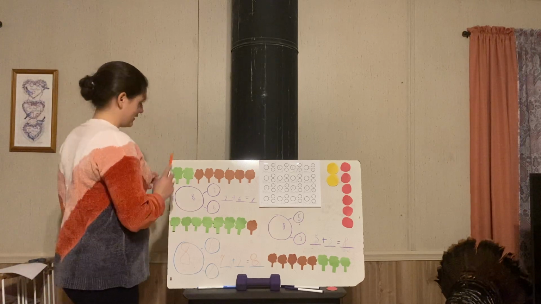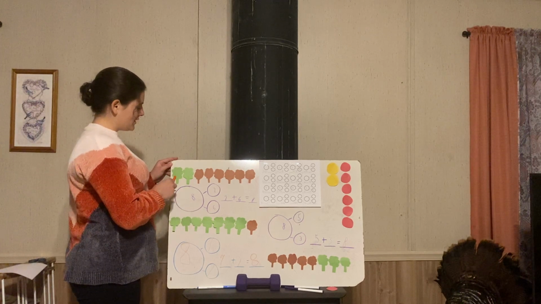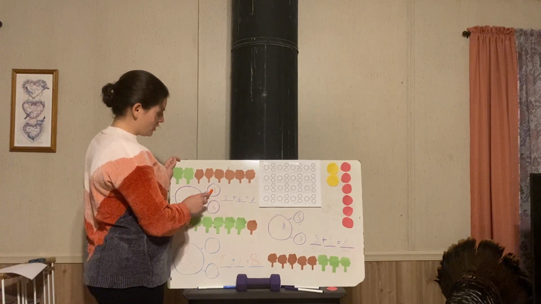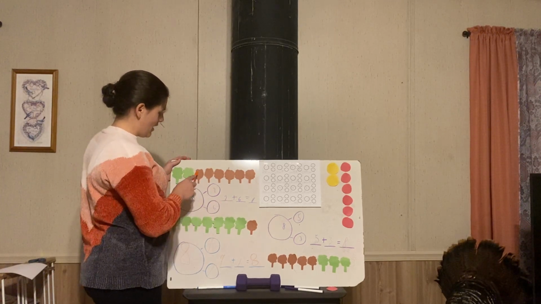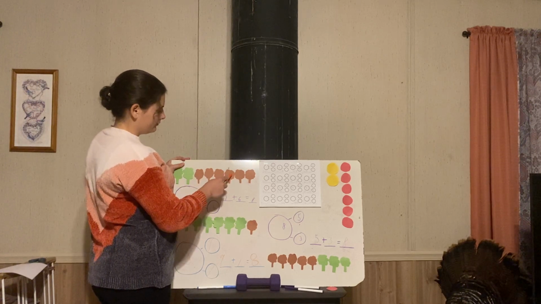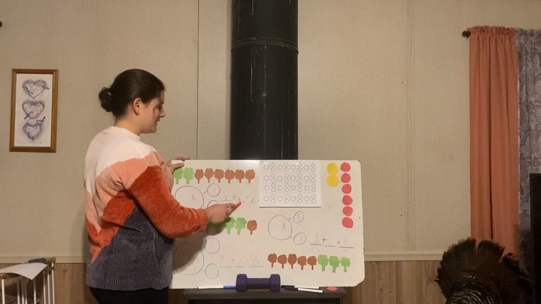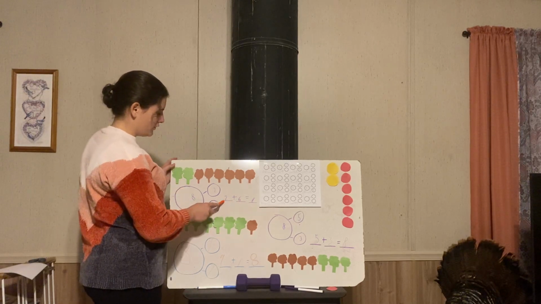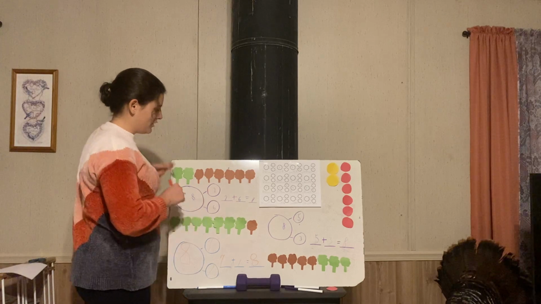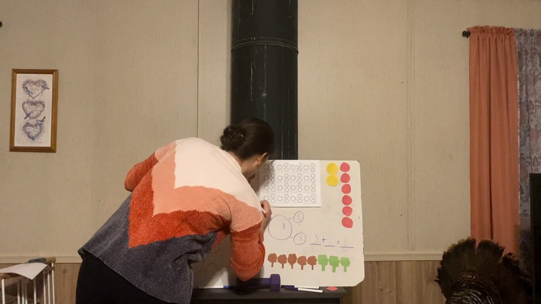Okay, good practice. So we have, how many green trees do we have right here? 2. 1, 2. We have 2 green trees. That's in the right spot there. Good job. And how many brown trees do we have? 1, 2, 3, 4, 5, 6. We have 6 brown trees. So we have 2 plus 6 equals 8. And you have your number bond right. Good job on that one.